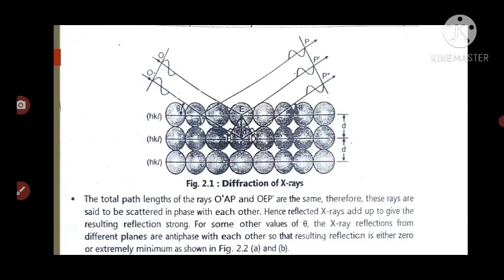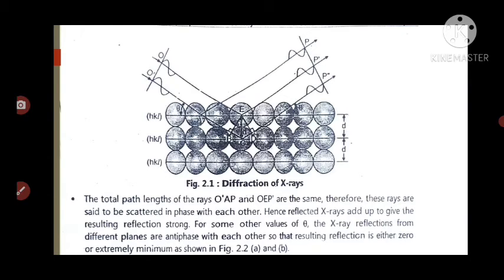You see that the first wave is incident at point A, making the incident angle theta, and is reflected to point P, so that path length is considered as O prime AP. The second path length is the one incident on the HKL crystal plane from point E and reflected at P prime. So these rays are said to be scattered in phase with each other.